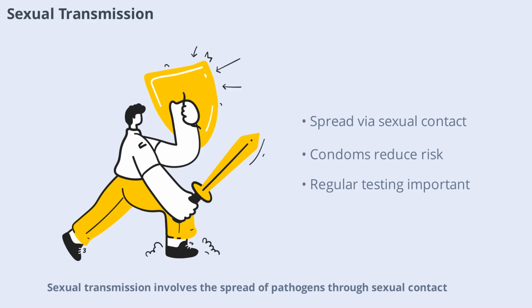Sexual transmission involves the spread of pathogens through sexual contact. This includes vaginal, anal, or oral sex. Sexually transmitted infections, STIs like HIV, chlamydia, and gonorrhea are common examples. Using condoms, regular testing, and open communication with partners are effective ways to reduce the risk of sexual transmission.